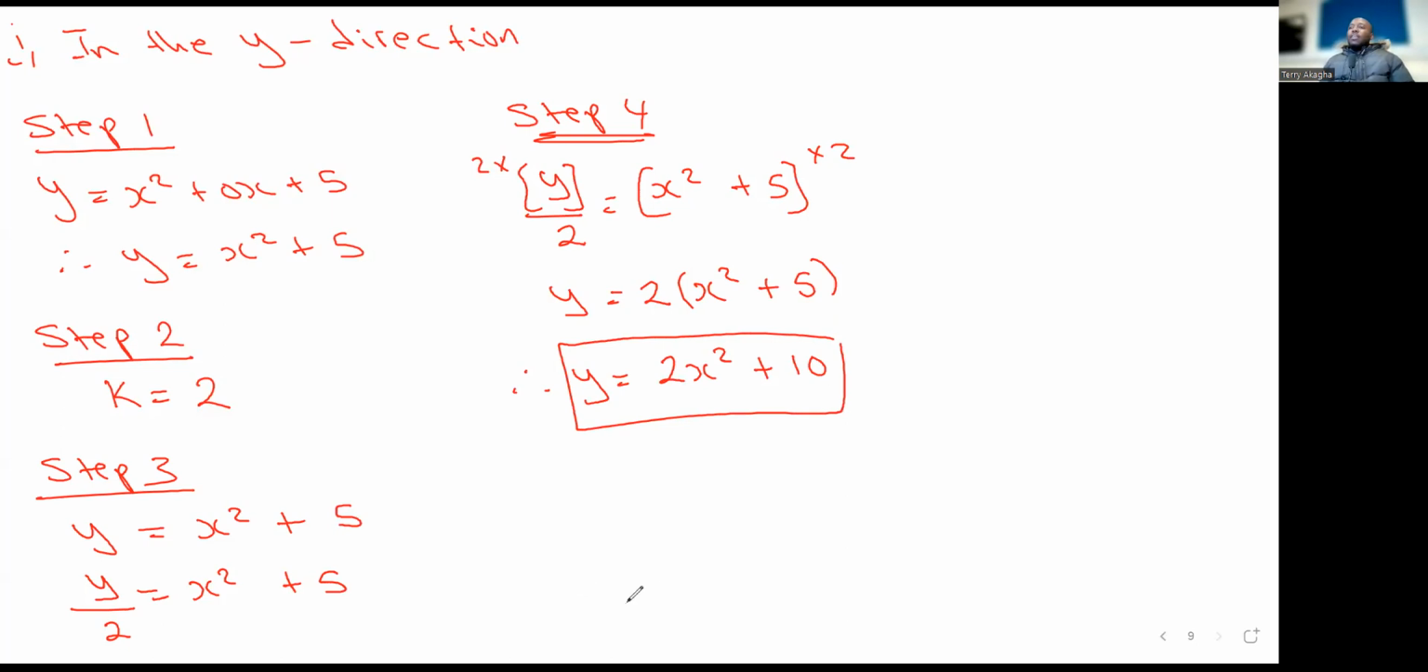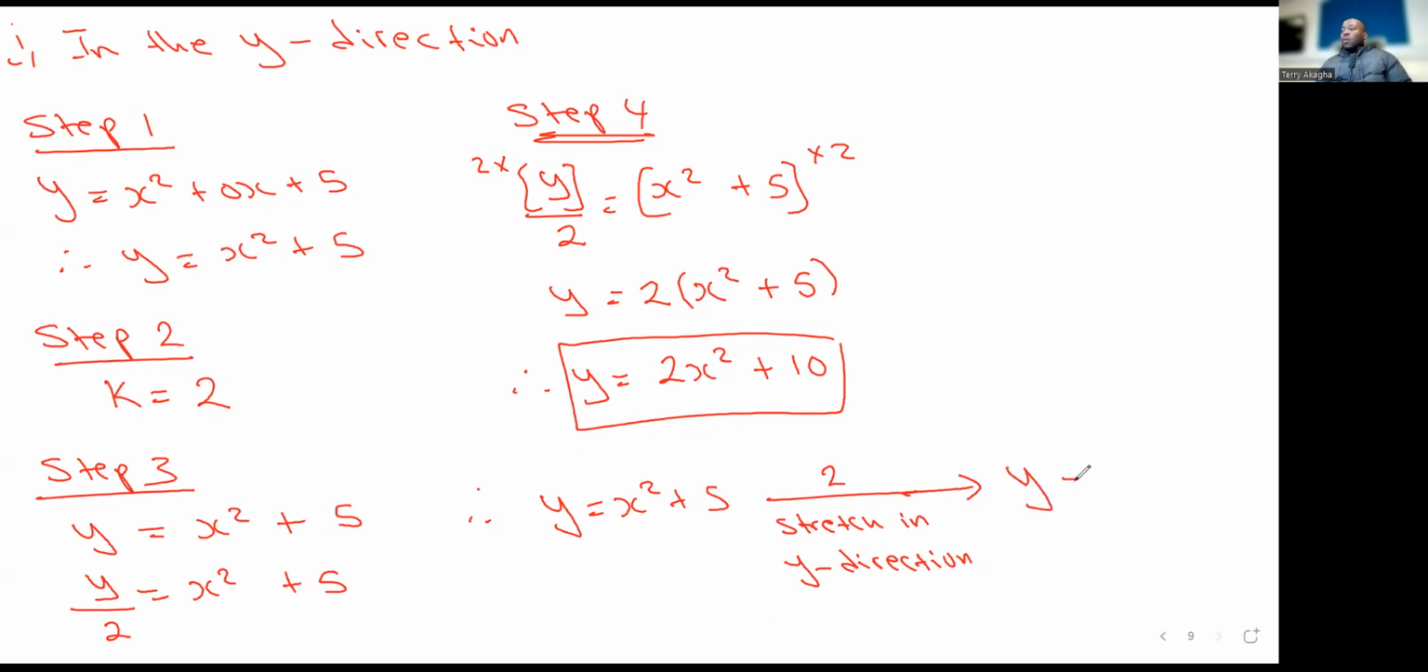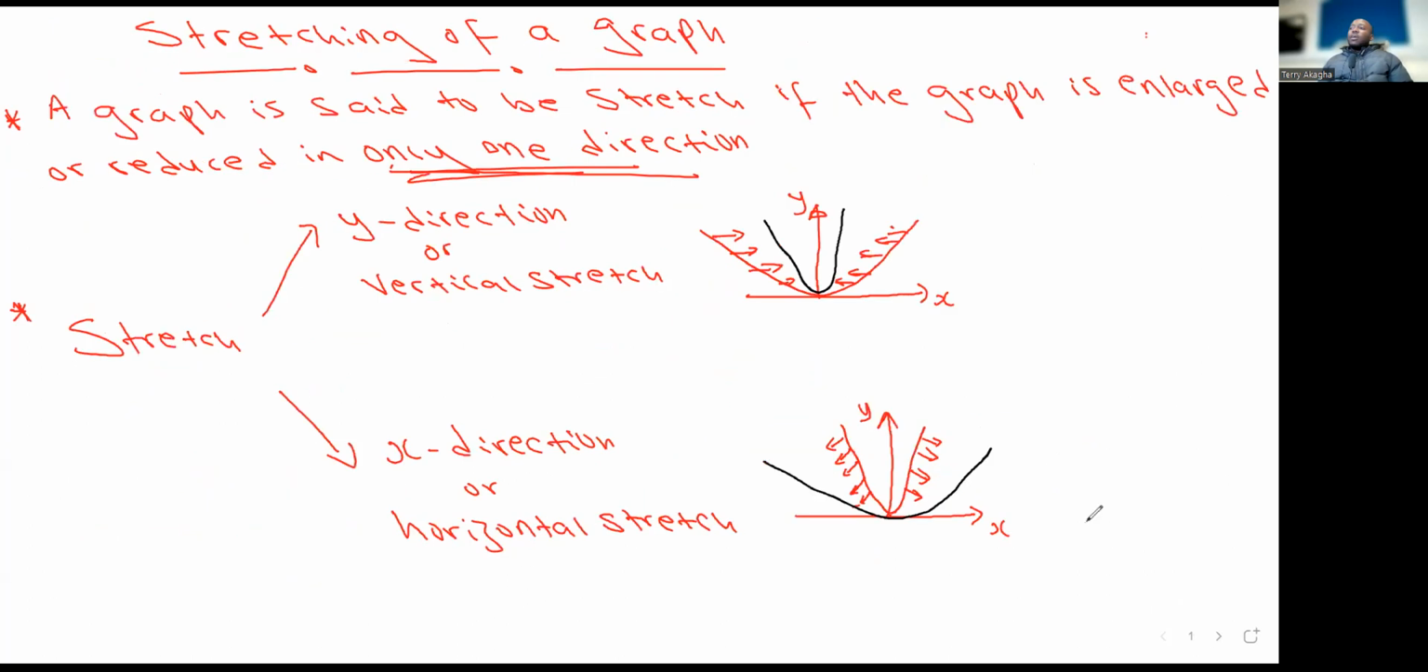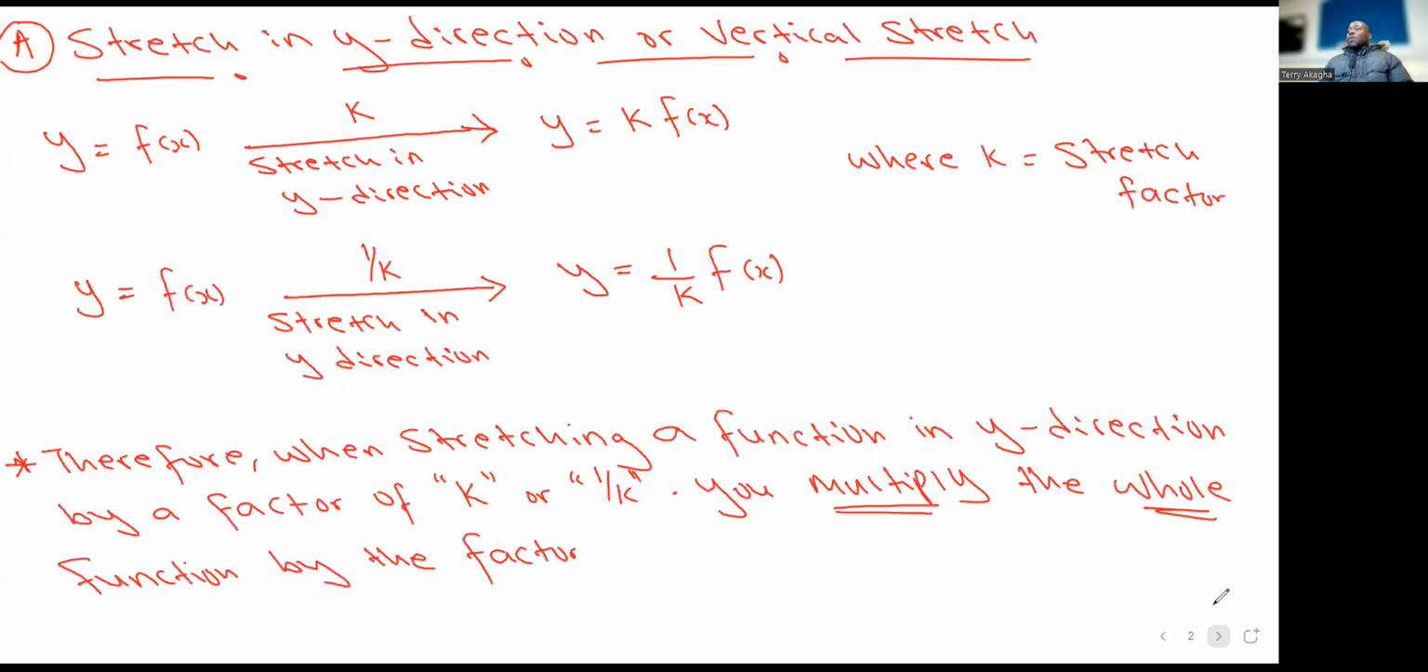So let us see this graph. Therefore, we had y is equal to x squared plus 5. It was stretched by 2 in the y direction, and the new graph we had now was y is equal to 2x squared plus 10. I remember I told you in the beginning that when it's stretched in the y direction, that means the original graph is going to stretch in the y direction. Are you seeing it? All right, let's go and check.